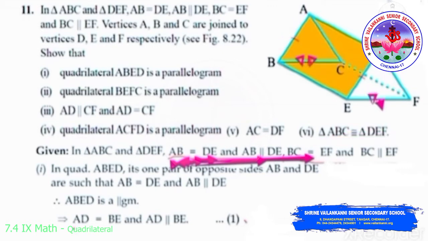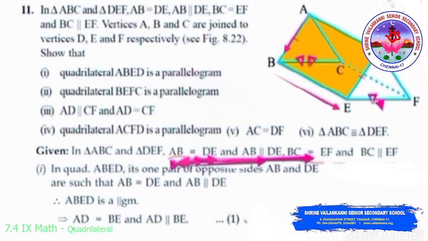Coming to the solution. Given in the problem, in triangle ABC and triangle DEF, we know that AB is equal to DE and AB is parallel to DE, and BC is equal to EF and BC is parallel to EF. Let us take the quadrilateral ABED. Since it is given in the problem that AB is equal to DE and AB is parallel to DE, where AB and DE are sides belonging to the quadrilateral ABED, and we know that if one pair of opposite sides are parallel and equal, then the quadrilateral is a parallelogram, the quadrilateral ABED becomes a parallelogram.